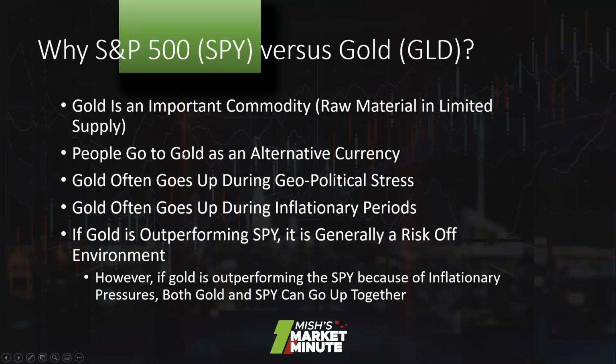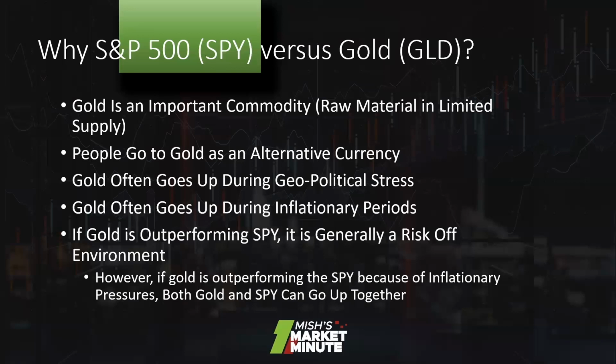But it is used as an alternative currency, even though we've got cryptocurrency. As I just mentioned, it does go up during geopolitical stress, and definitely when we have high inflationary periods, which is why it's up, but it's not necessarily flying as much as many expect. And if gold is outperforming SPY, again, that would be considered risk off, not for commodities, but for equities. However, if gold is outperforming the SPY because of inflationary pressures, you might sometimes see both going up together, which is kind of what we have seen over the last couple of days.